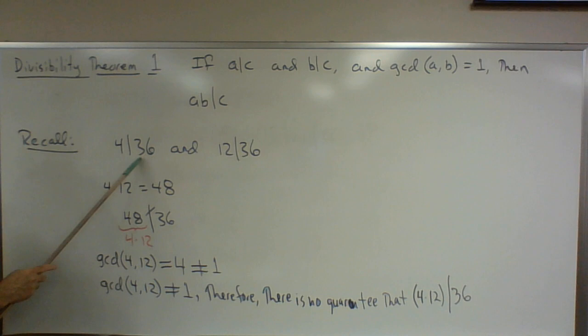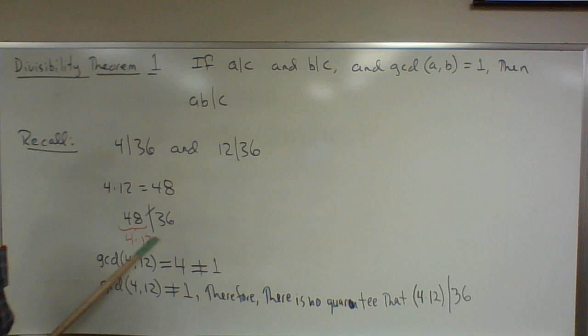So we looked at our example. 4 is a divisor of 36, 12 is a divisor of 36. But 4 and 12 are not relatively prime. There was no guarantee by this theorem that their product would divide 36, and in fact it didn't.